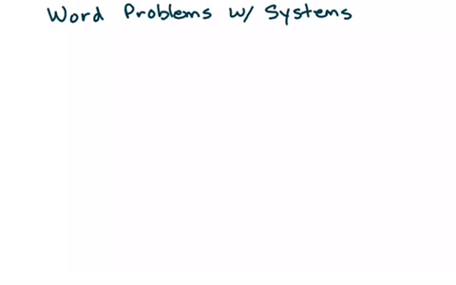In this video, I'm going to show you how to solve a word problem using systems of equations. So here's the word problem, and I'm not going to write down the whole thing. I'm just going to write down the basic ideas, okay? The admission fee at a small fair is $1.50 for a child and $4 for an adult.